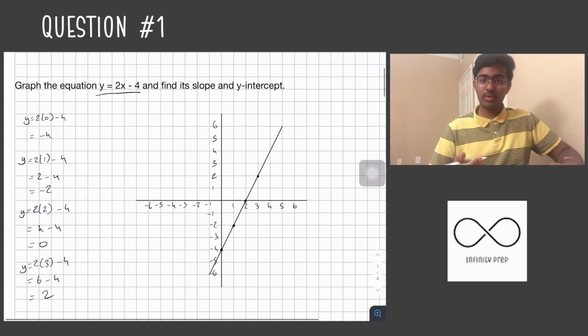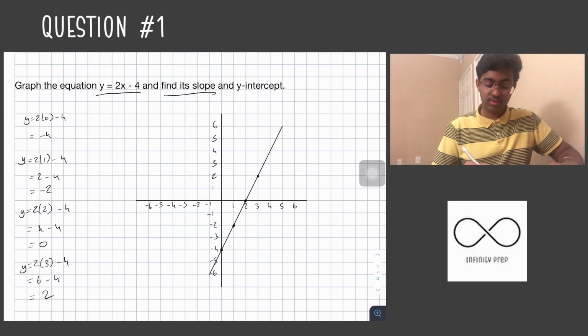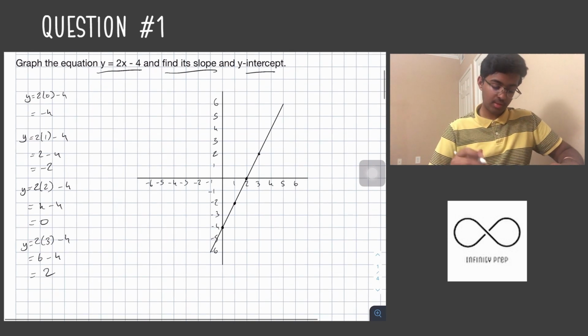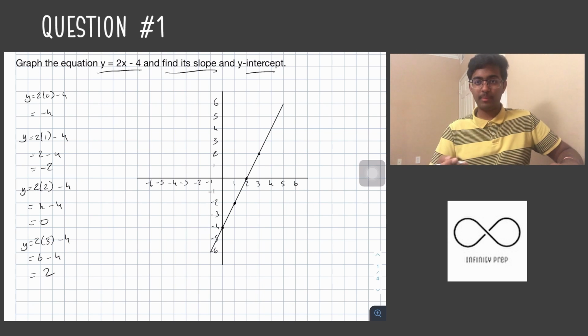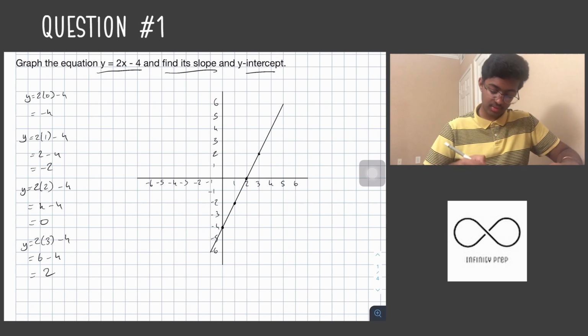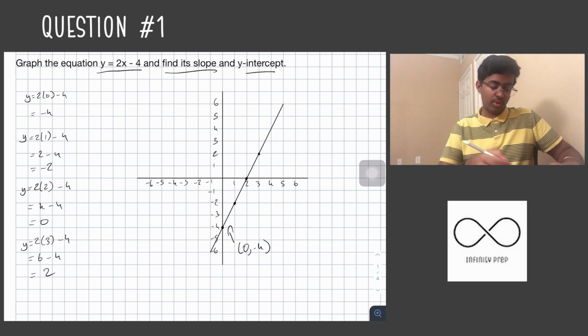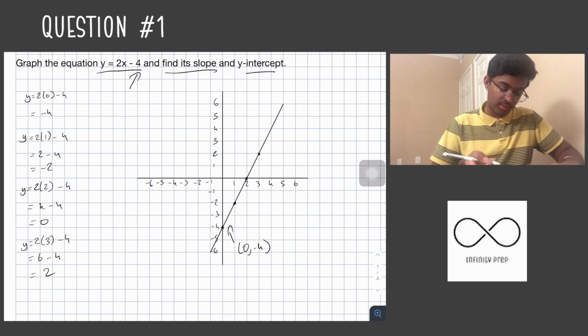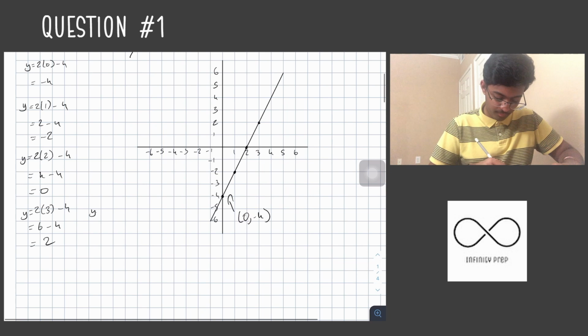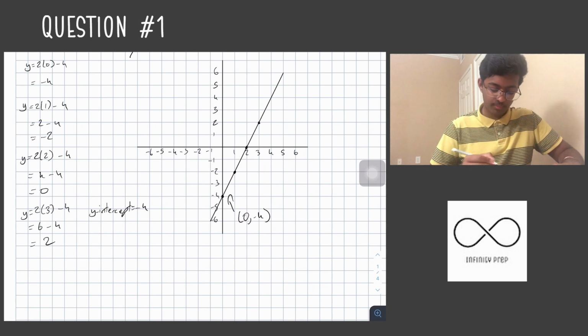Okay, next part of the question is asking to find the slope and the y-intercept. The y-intercept is where the line passes through the y-axis, which is at this point right here, 0, negative 4. This can also be found from the equation, the negative 4. So our y-intercept is equal to negative 4.